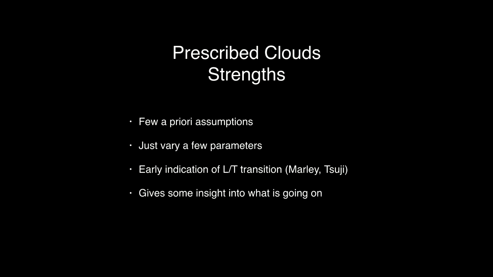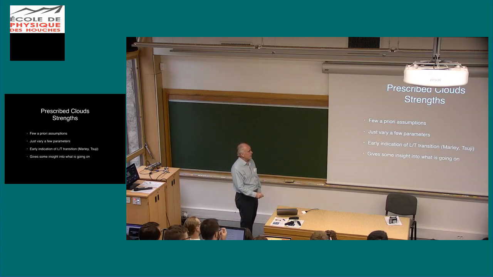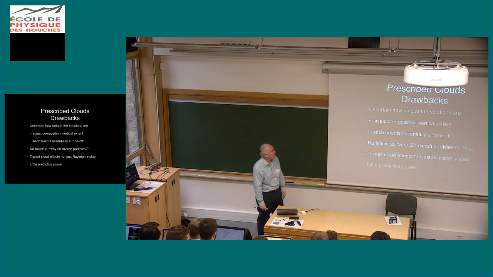Prescribed clouds, great. You don't have to make a lot of assumptions, just a few parameters. They were an early indication of how the L/T transition works. They can give good insight into what's going on. And if the data quality isn't great, like the early transit data, a slab cloud is just fine. There's no reason to go further.